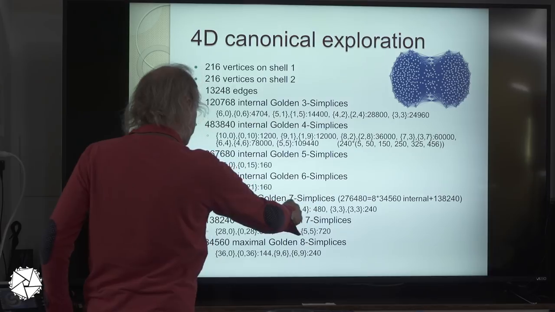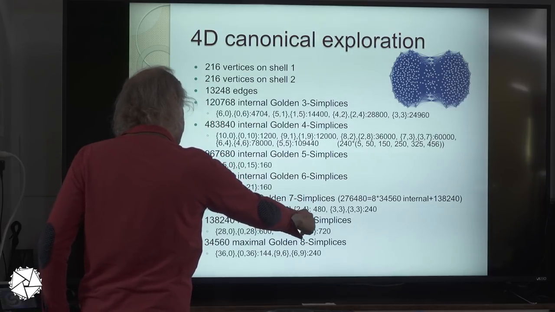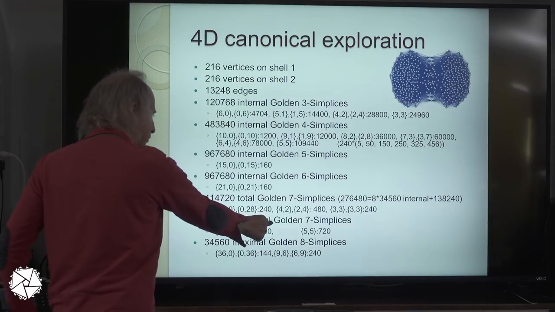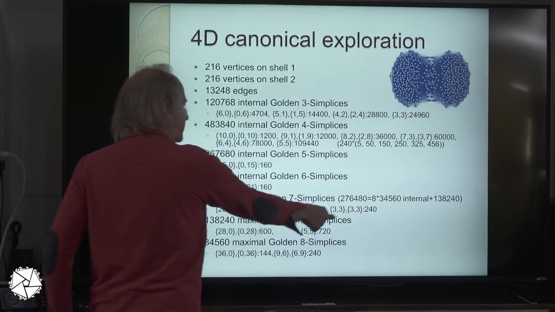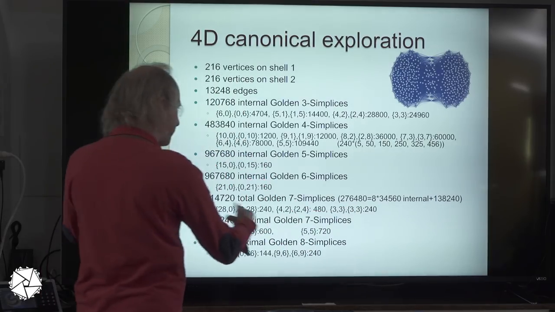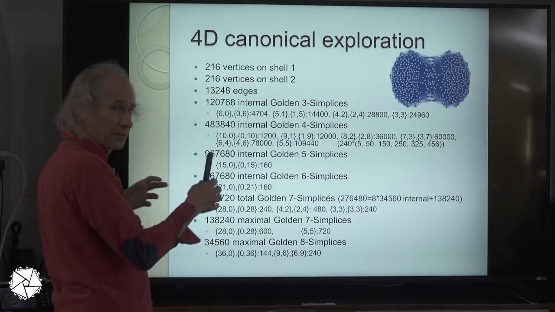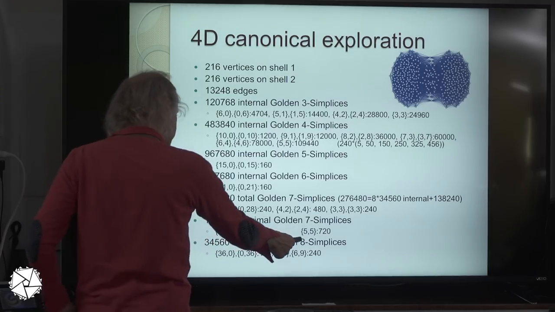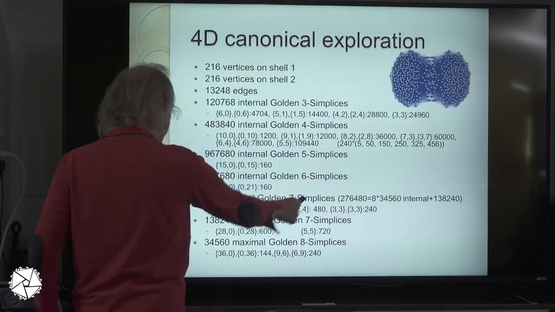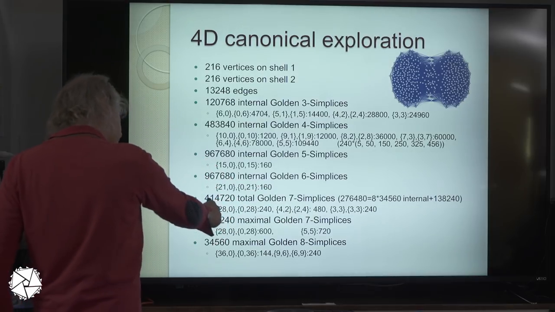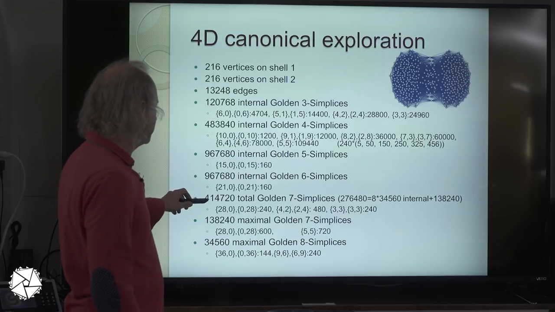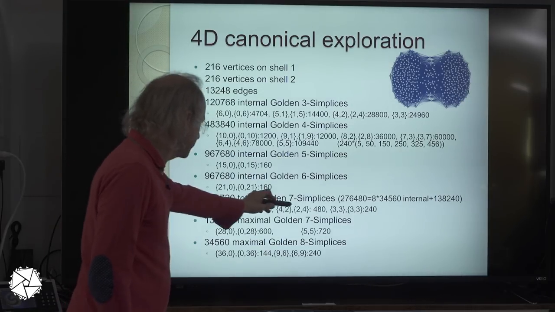And because these 7 simplices are maximal, it says that they are not belonging to an 8 simplex, so they are not the same as the others that I get from this. So I can add. Otherwise, sometimes it could give the same, but here it cannot. So I have a total of 7 simplices which is something like 400,000.